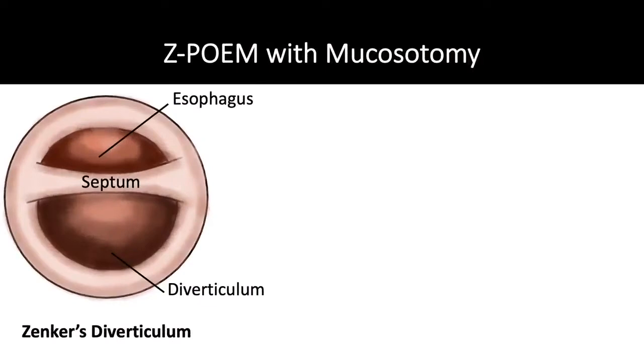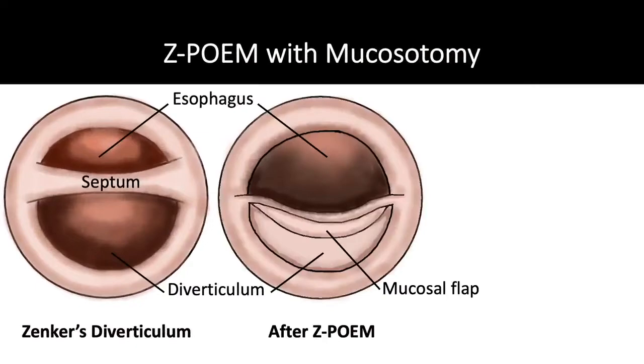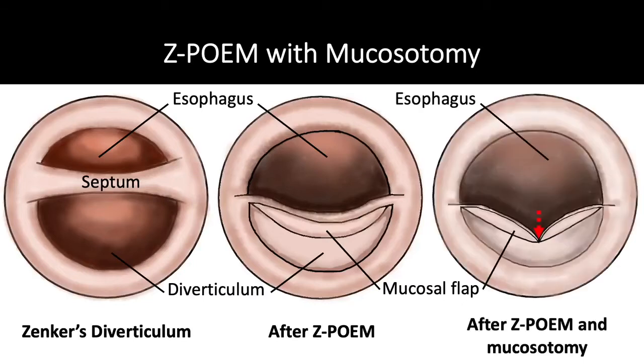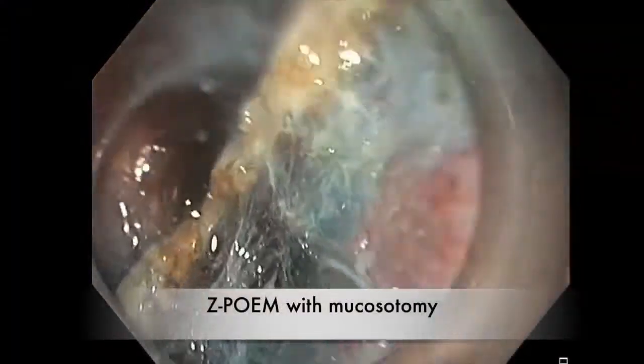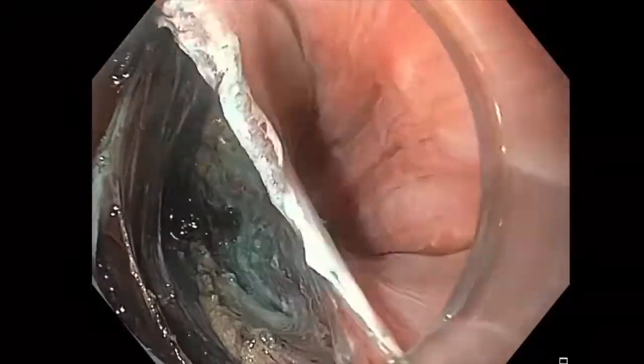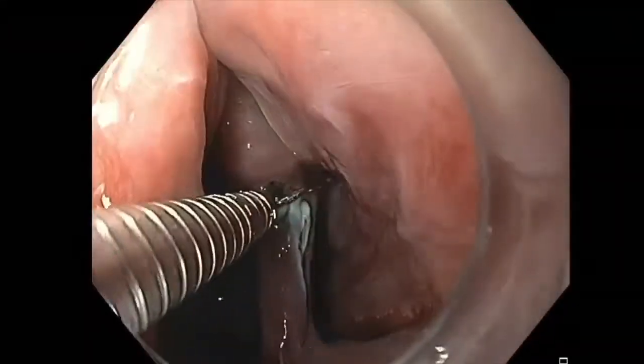Importantly, during standard septotomy or Z-POEM, diverticulectomy is not performed. Furthermore, as the mucosa is left intact during Z-POEM, a large mucosal flap can contribute to residual symptoms. We propose the addition of a mucosotomy in large Zenker's diverticulum. Shown here is the endoscopic appearance following completion of myotomy as part of a modified Z-POEM.